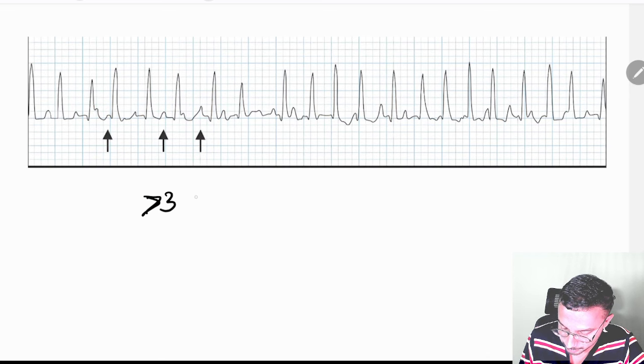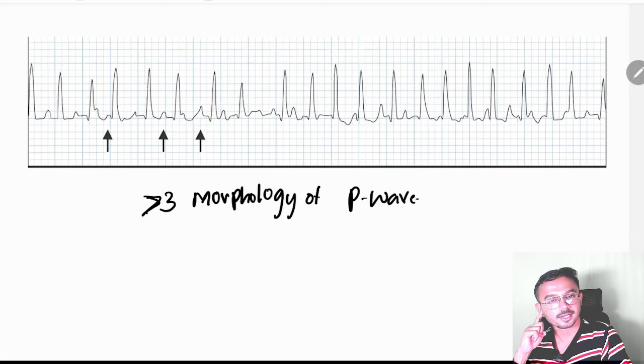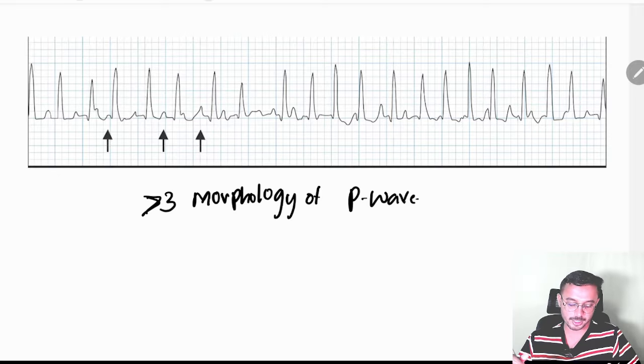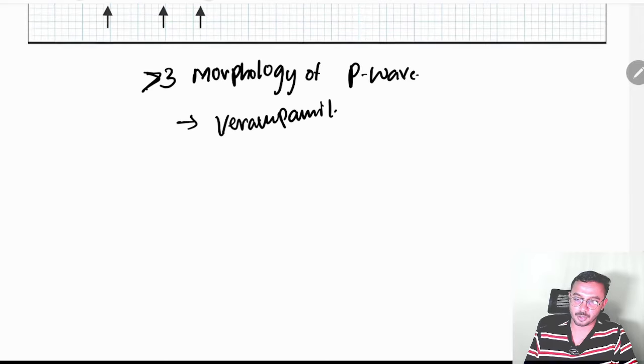They are beautifully showing greater than 3 morphologies of P waves, right? If the P wave morphology or height is different in more than 3, that is known as MAT. MAT is nothing but multifocal atrial tachycardia. So what we are going to use is verapamil, a calcium channel blocker. Verapamil is the drug we are going to use over here.